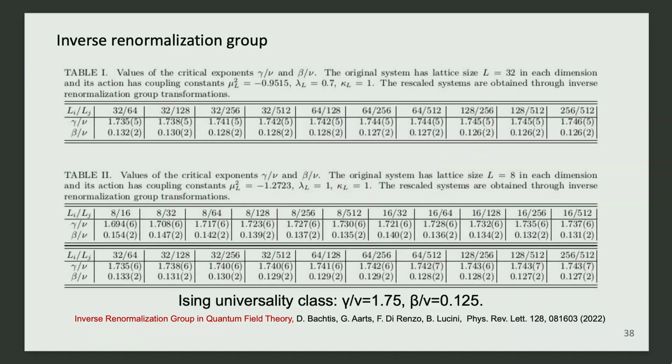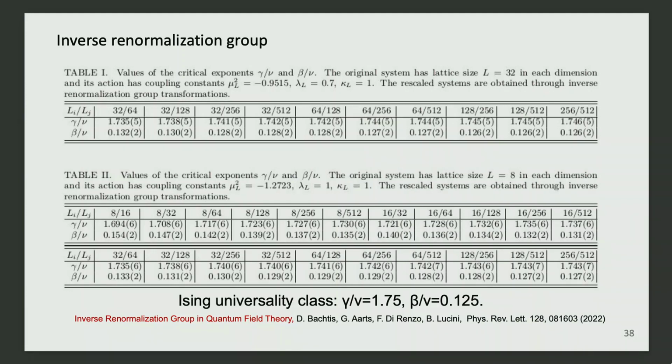So for the table at the top, we started with a system that has lattice size L equals 32, and we applied this set of inverse transformations until we obtained a system that has lattice size 512. You can see that as the lattice size increases, we have a convergence of the critical exponents towards the Ising universality class, which is exactly what we expect for the two-dimensional phi to the 4 theory. And we then wanted to see what is the smallest lattice size to which we can apply this method. And specifically for this case, it was L equals 8. So we started from L equals 8 and applied the inverse transformations until we obtained a system that has lattice size 512.